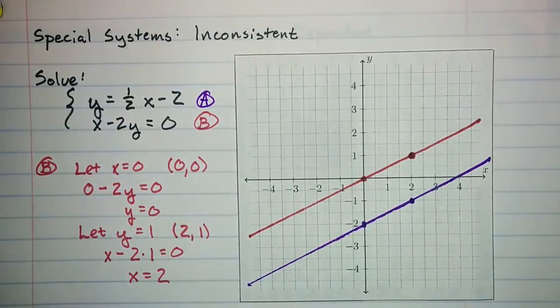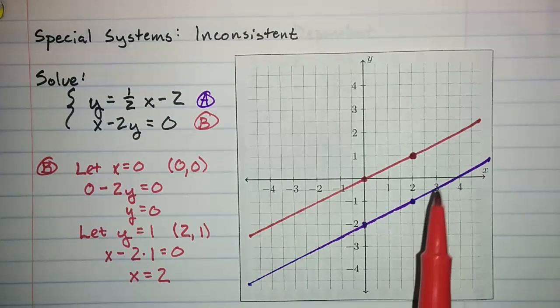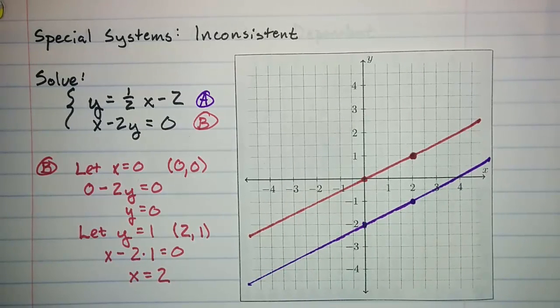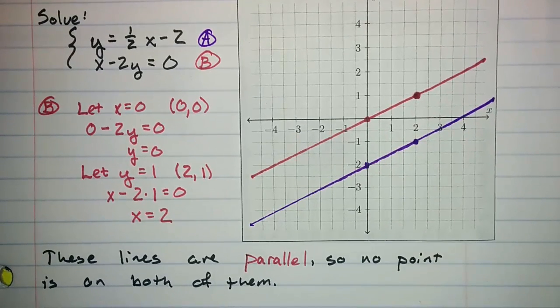Draw in this line, and what do we see? We see that these lines don't cross, certainly. But more than that, we notice that these lines are parallel. They have the same slope, right? Over 2, up 1. Over 2, up 1. These lines are parallel, which just means that no point is on both lines. They never cross. What does that tell us about the system?